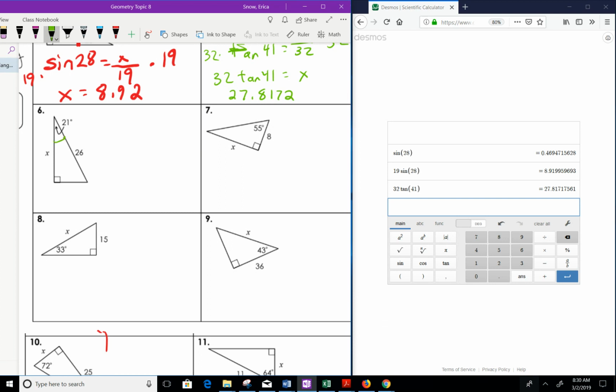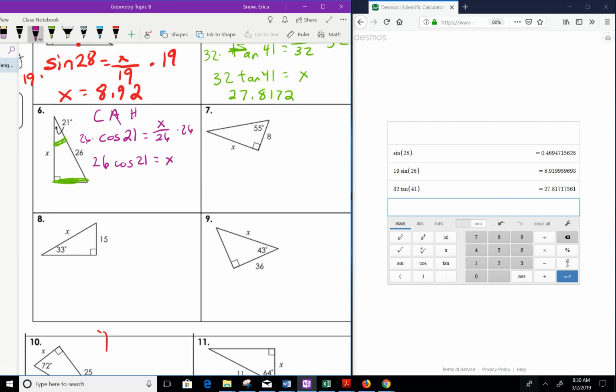Okay, let's go on to number 6 here. So here's our angle, and here's our opposite side. So they have given us our adjacent side and our hypotenuse, which tells me I'm going to use cosine. So cosine 21 equals x over 26. 26 times the cosine of 21 equals x.